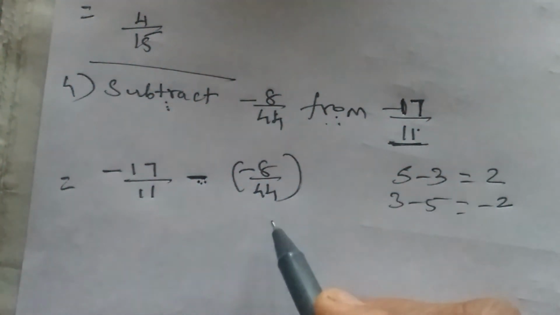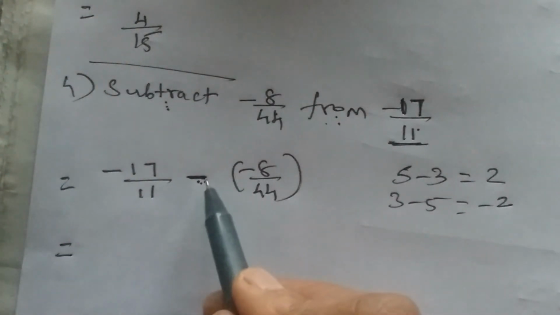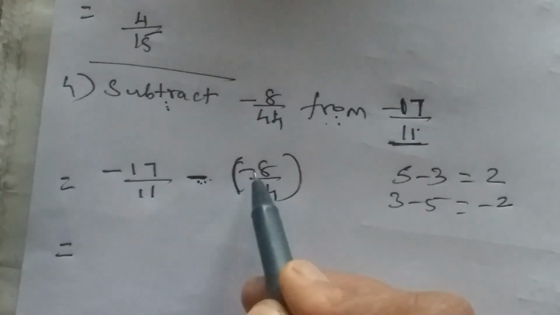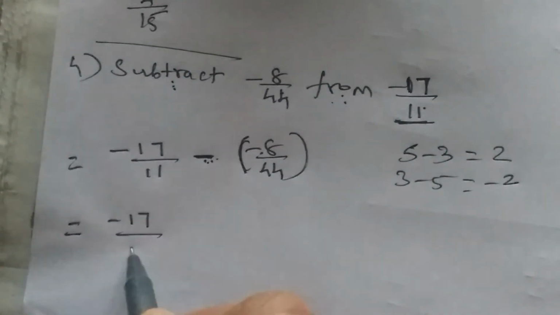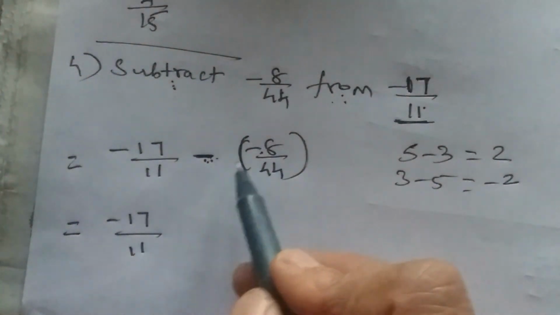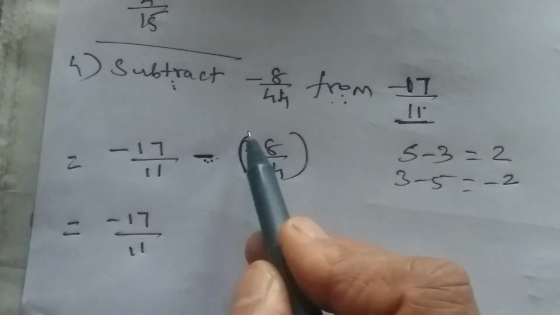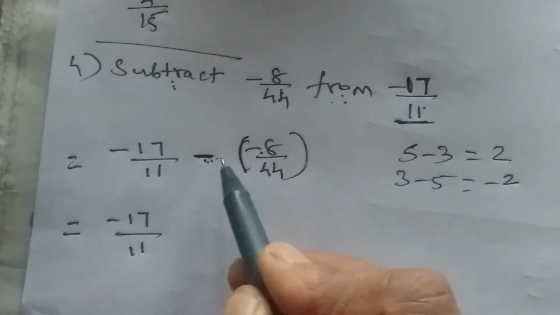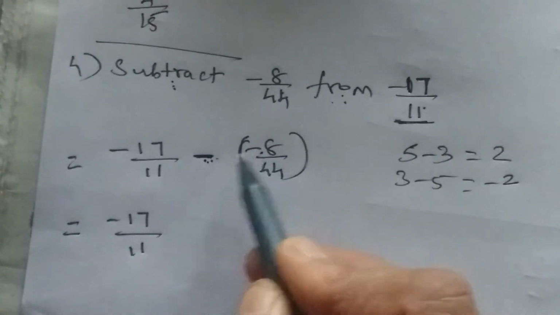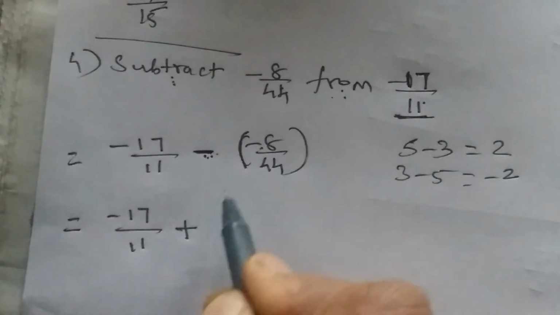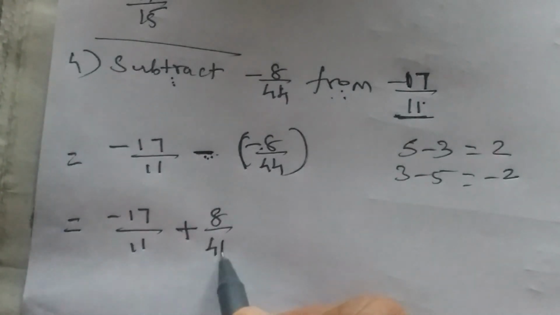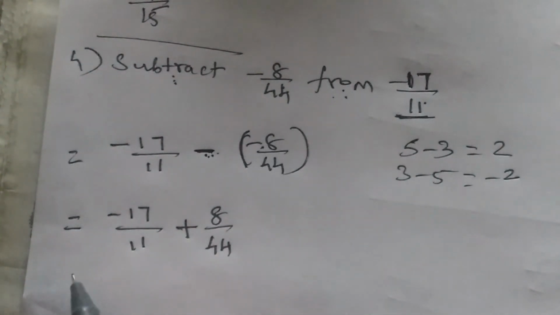Now just like the previous sum, the first step is to convert these two signs into a single sign. So the first number, minus 17 by 11, stays as it is. Now how do we change two signs into one sign? Bracket means into, by multiplying. Minus into minus: what is minus into minus? When you multiply two same signs, it is plus. Plus 8 by 44.